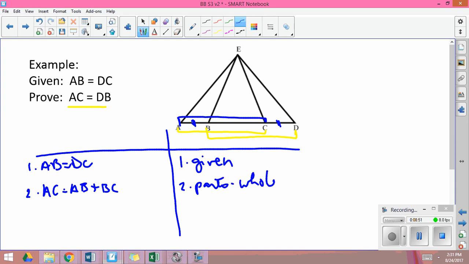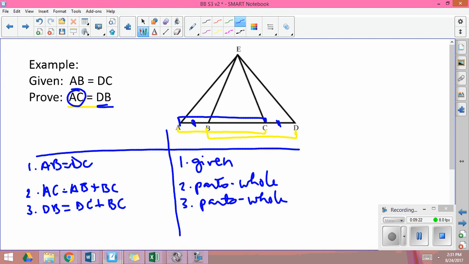Now, why would I think to do that? Well, I want to say something about AC, so I better write down what I know about AC. And I know that AC is equal to its 2 pieces. I could do the same thing for DB. So let's write down what we know about DB. We know that DB is equal to its 2 pieces, which are DC plus BC.